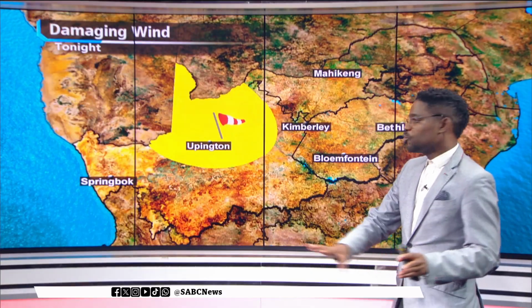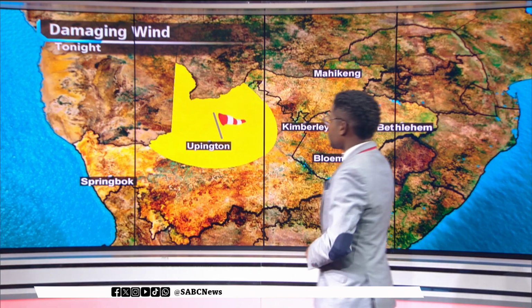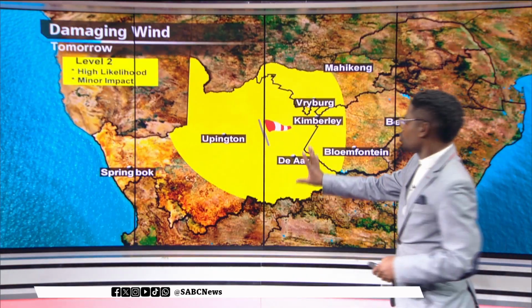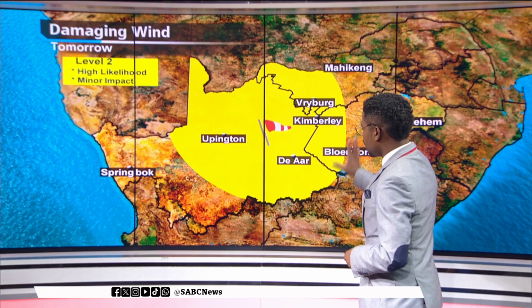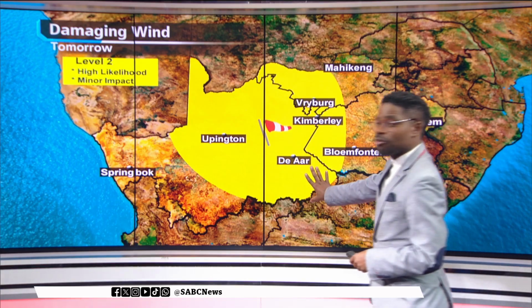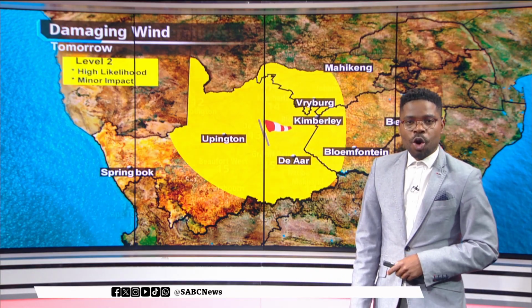Now, looking at some warnings, we do still expect a level 2 warning of damaging winds over the interior of the Northern Cape. And also for tomorrow, those damaging winds are expected to stretch into parts of the Northwest Free State and all the way into the interior of the Northern Cape. So please, let's be careful over those areas. We're talking speeds of up to 50 kilometers per hour over those areas.